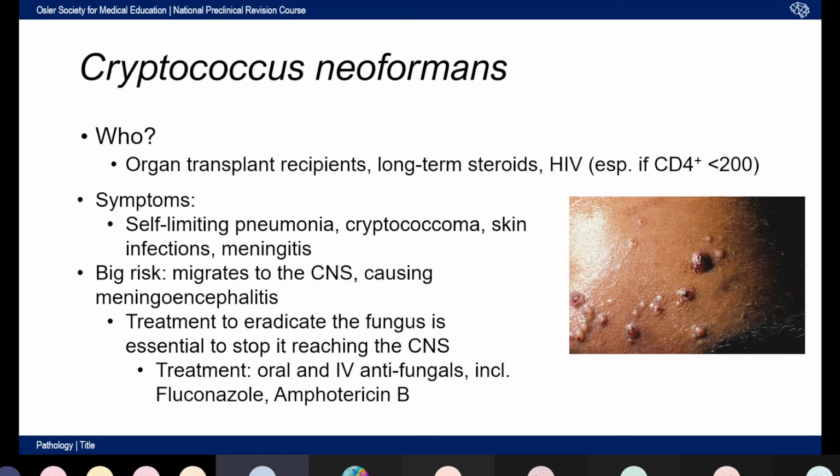And the big problem with the risk with Cryptococcus is that it can enter the central nervous system, and then it can cause meningoencephalitis, which is extremely serious. So it's important to treat the disease before it progresses to this stage.